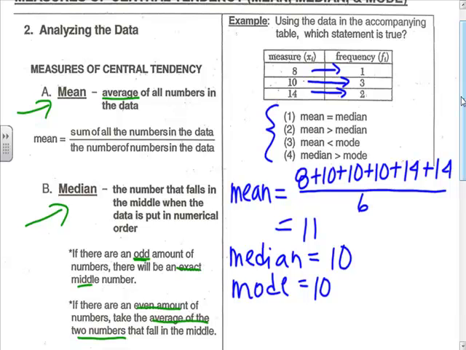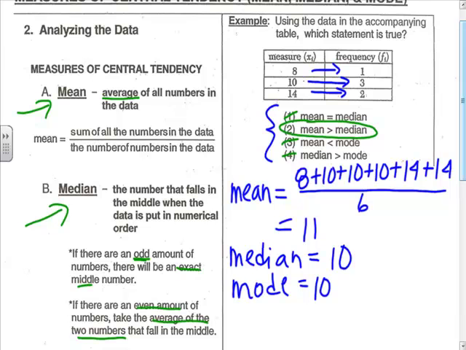So now, in order to answer this question, we do a little bit of comparison. Is the mean equal to the median? No, that's not the case. Is the mean greater than the median? Yes, that is the case. So double check here. Is the mean less than the mode? Nope. Is the median greater than the mode? Nope.